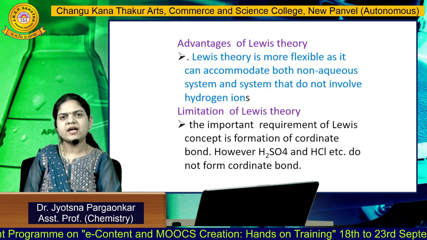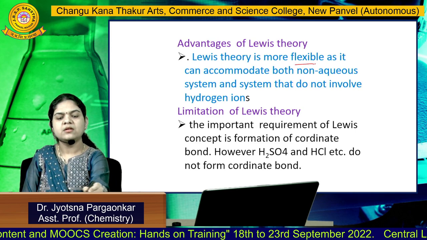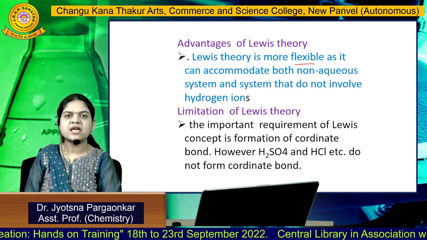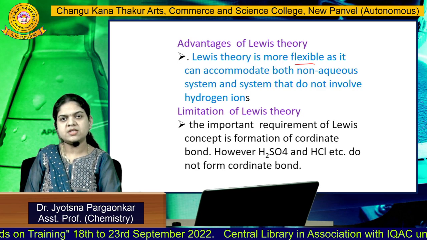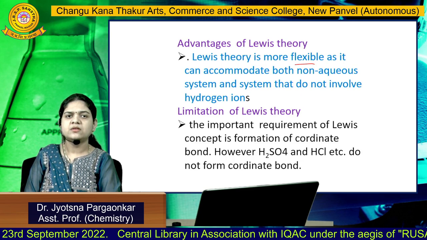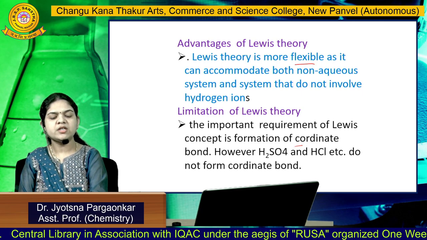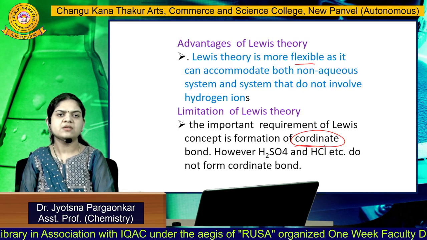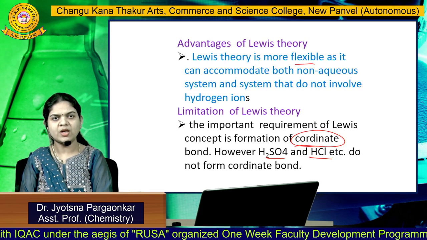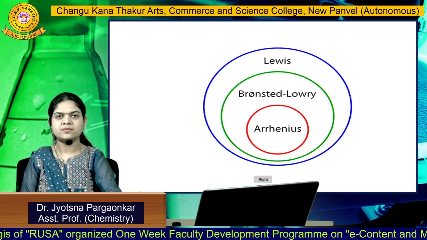So we will see the advantages of the Lewis theory. The Lewis theory is more flexible as it can accommodate both non-aqueous as well as the hydrogen ion concept. And then the limitation of the Lewis theory is that, as we know, important for the Lewis theory is the coordinate covalent bond formation, but sulfuric acid and HCl don't form a coordinate covalent bond. So this is the limitation of the Lewis theory.